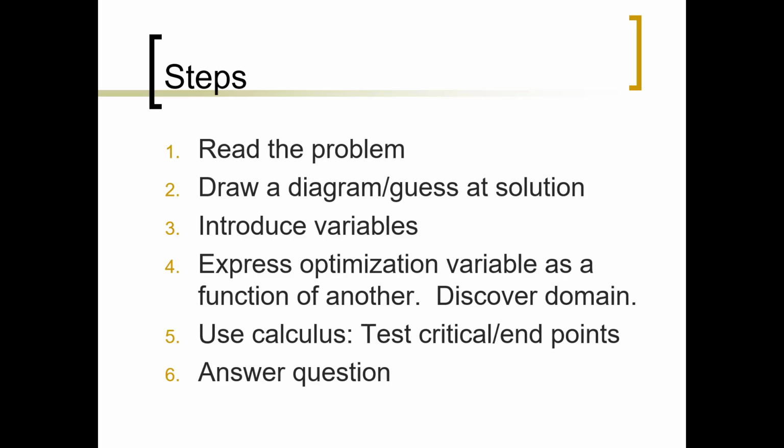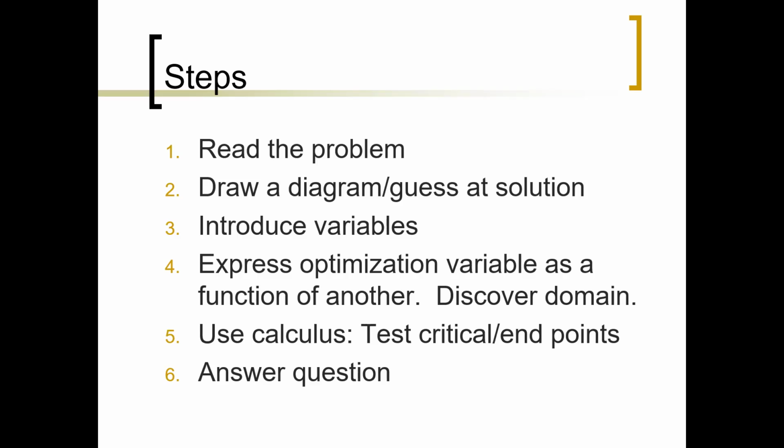Step 4 is to take the equation that expresses the quantity to be maximized or minimized in terms of only one variable. Oftentimes right now it's in terms of 2 or 3 or maybe more. You want it to be a function of only one variable. And then you have to think about, in the context of your problem, what would be the domain of this function. The fifth step is basically just use calculus.